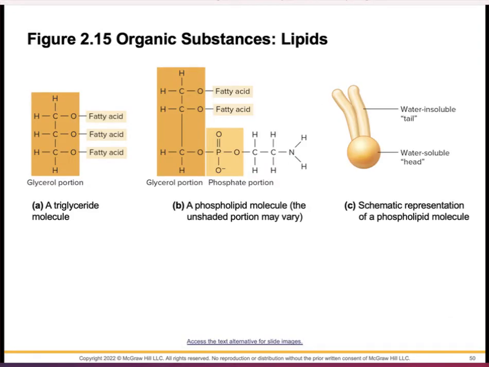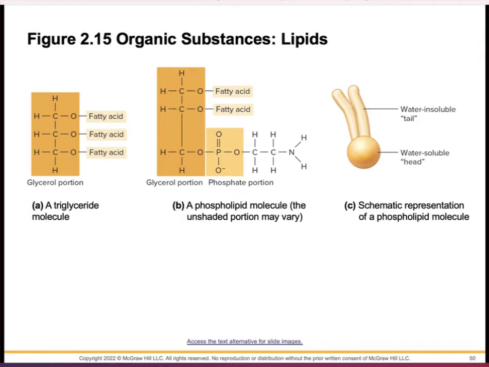So part A, look at this triglycerol molecule. You're going to see that it shows a glycerol portion. Okay, this is that glycerol portion attached to three fatty acids, 1, 2, and 3. Now B shows a phospholipid molecule that shows a glycerol portion attached to two fatty acid chains. And though it doesn't have a third fatty acid chain, instead it has a phosphate group, okay, a phosphate group bonded there.